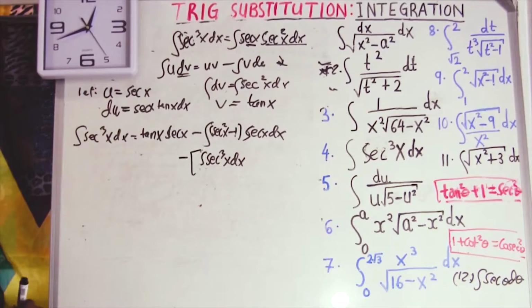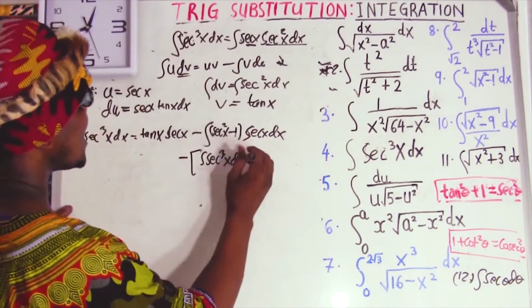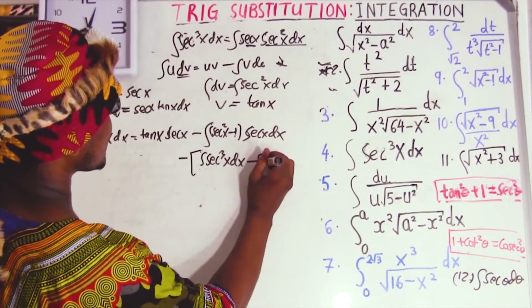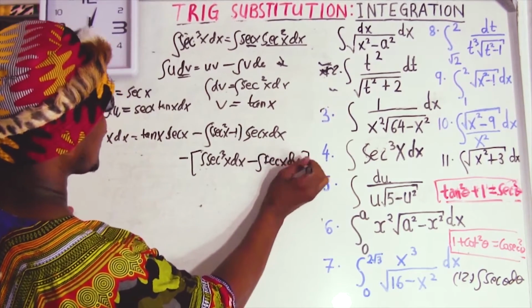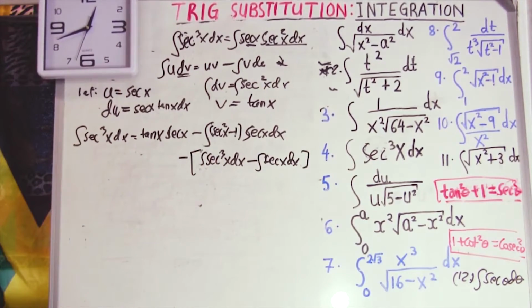I don't know how to open the bracket. Okay, so this is going to be minus integral of sec x dx. I hope you understand. So when you integrate sec cube, we cannot do that directly. So now let me show you how.